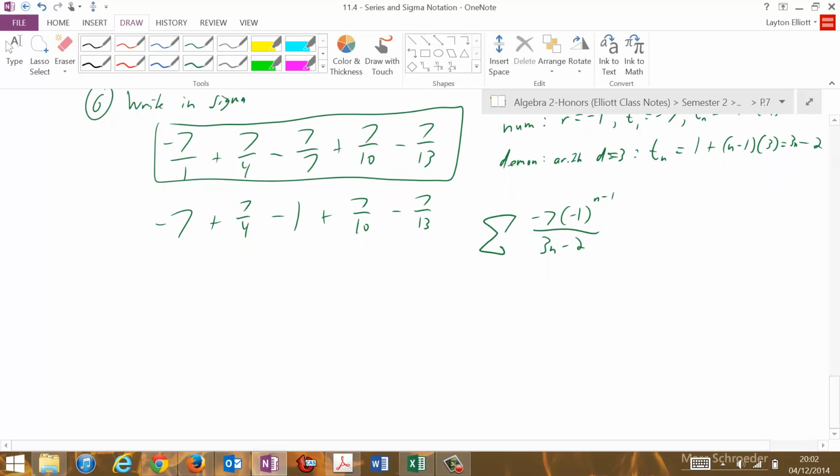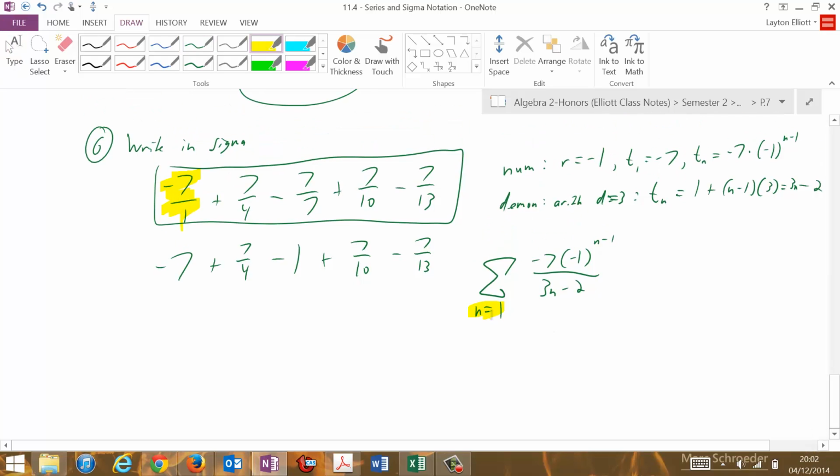Well, it works because if I plug in 1, I'm going to get negative 7 over 1. If I plug in 2, you can kind of track that down. So my starting n is 1 because I set this first term as t of 1. Where did that happen? This actually happened right here when you specifically said my t of 1 is going to be the first term. You don't have to do it like that, but it's easiest if you do.